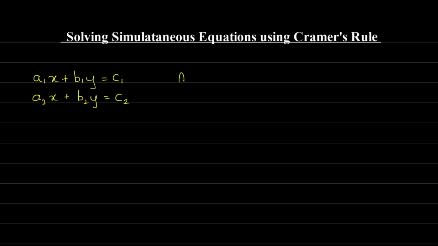Next, let us define a matrix called matrix A, where we write down these coefficients in this exact pattern. Therefore, matrix A is going to be equal to a1, b1, a2, and b2. Next, we simply consider the determinant of matrix A, and therefore, this is called the determinant of A, which is equal, as we know, to a1 b2 minus a2 b1.